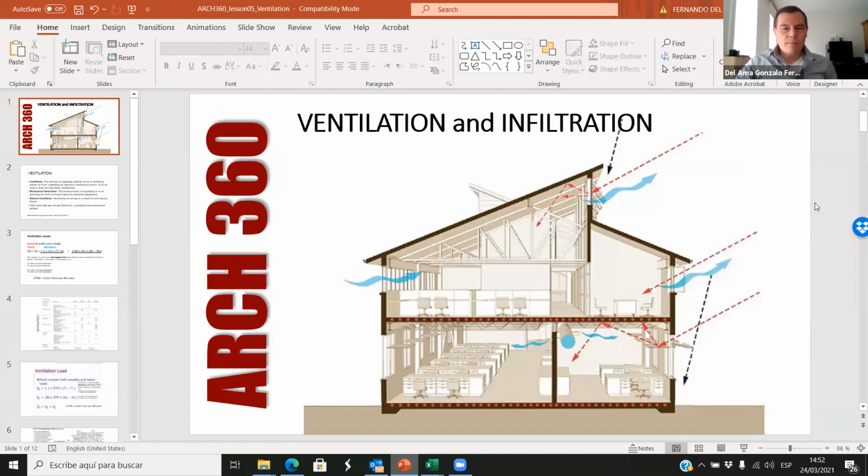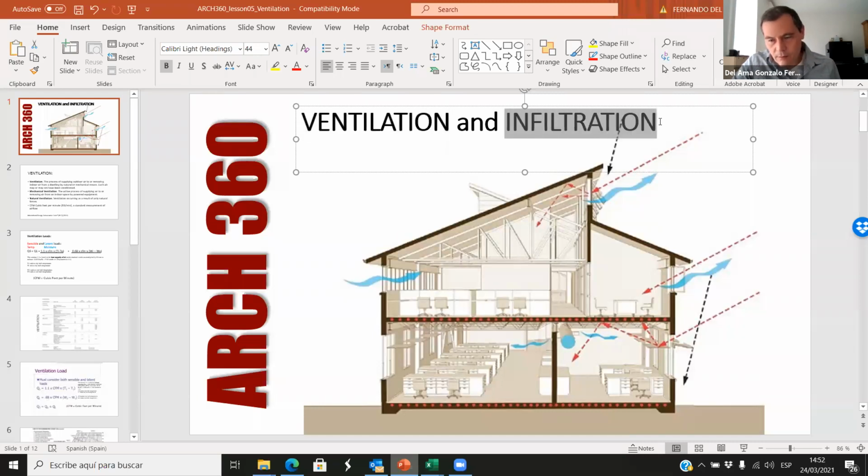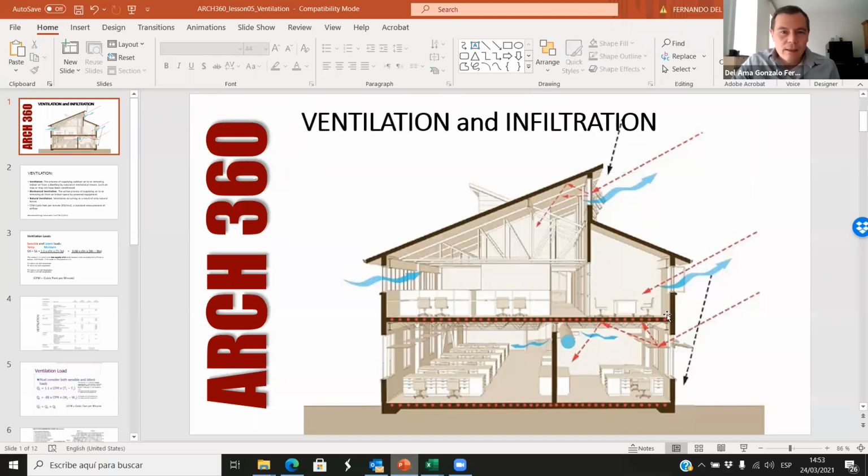Okay, so those are two concepts that usually we don't understand. No, it's not that we don't understand, but they are two similar concepts, and we can use infiltration for ventilation, or we can consider that we are ventilating the building because we do have infiltration. But nowadays it cannot happen. So we have to ventilate our building, and we have to prevent infiltration from happening. Okay, so that's the concept.